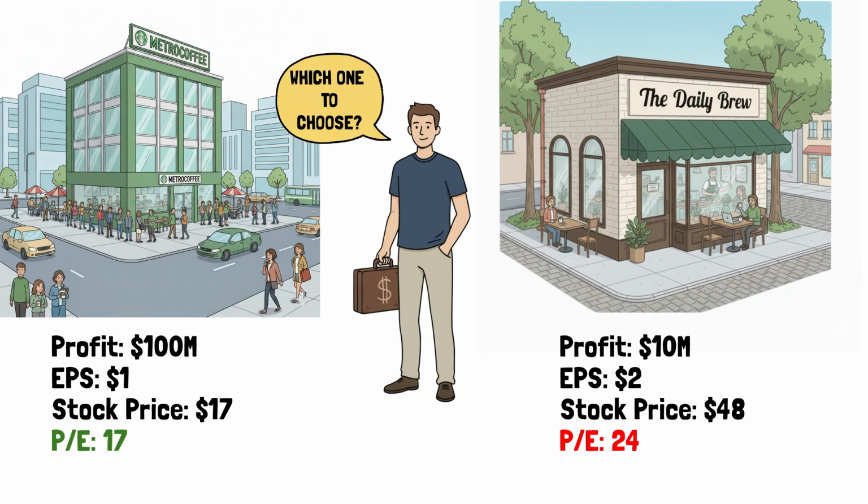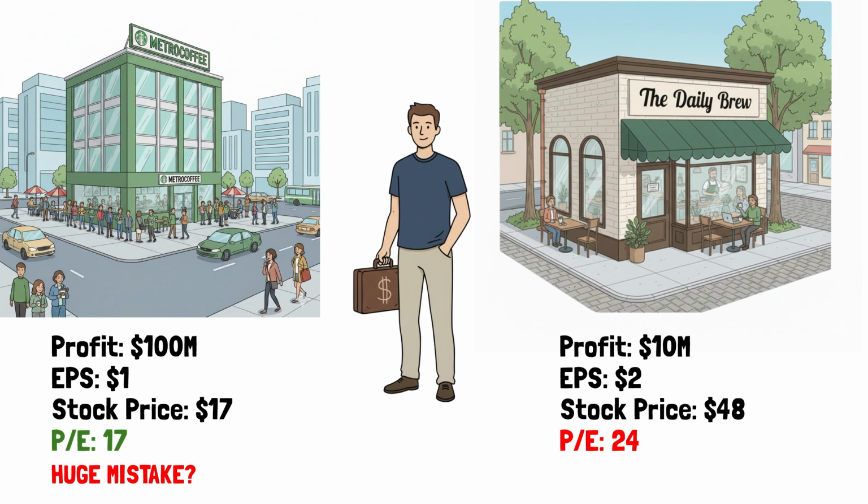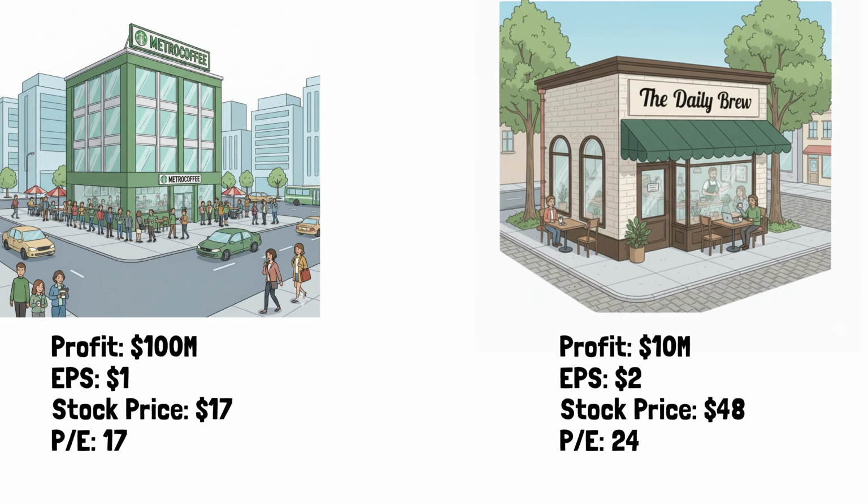Most people would pick Metro Coffee because it has a lower PE ratio, but that could be a huge mistake. Many investors get this wrong and leave thousands on the table. This is exactly why savvy investors also use the price to earnings to growth ratio.